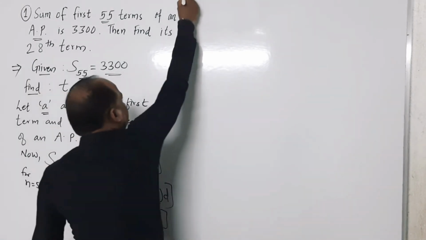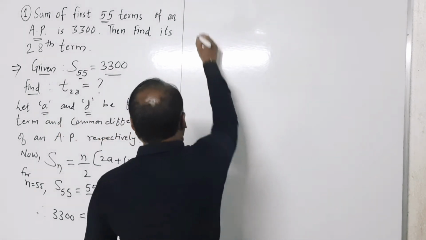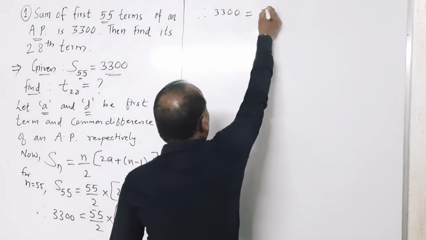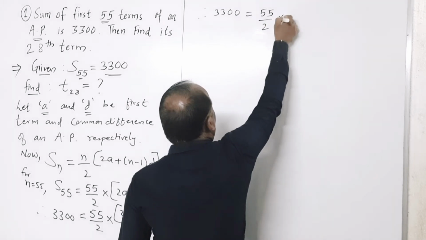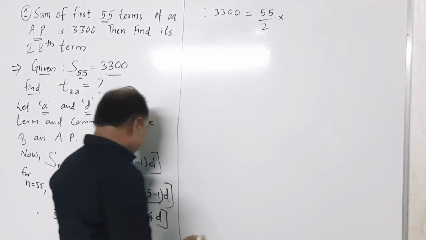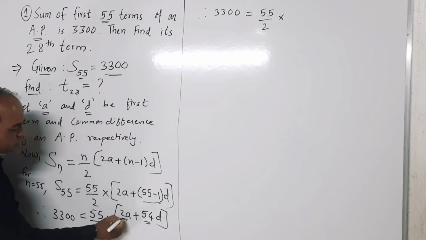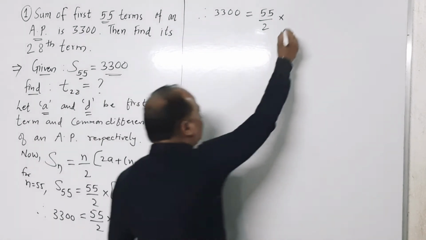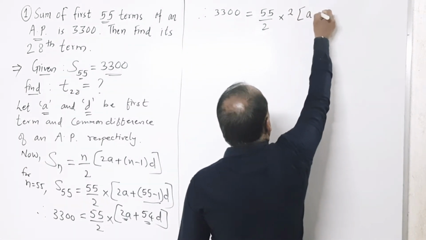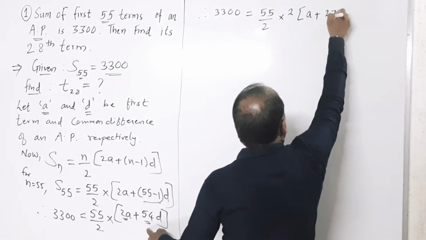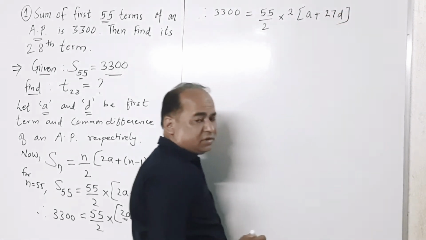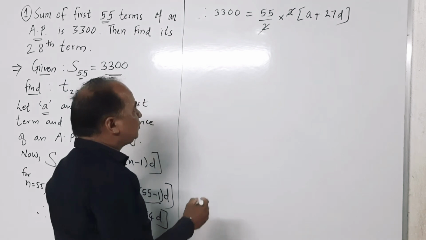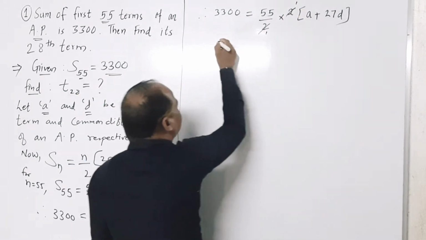Therefore, the next step, that is 3300 is equal to 55 upon 2 into, here in this the 2 is common, 2 ones are 2 and 2 into 27 is 54. So 2 we can take common, so A plus 27D. Now this 2 in numerator and denominator will cancel.